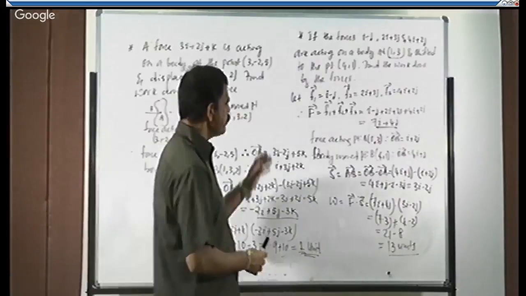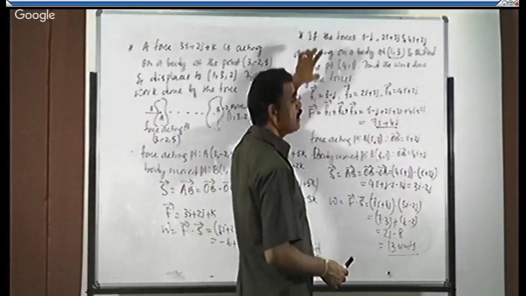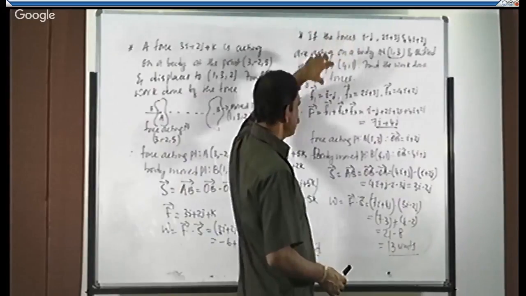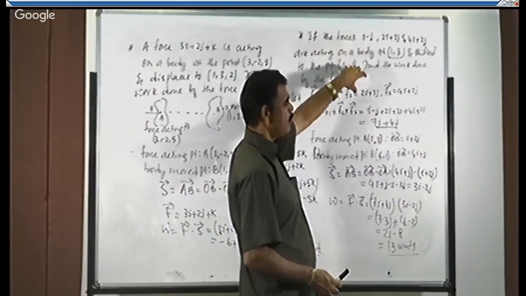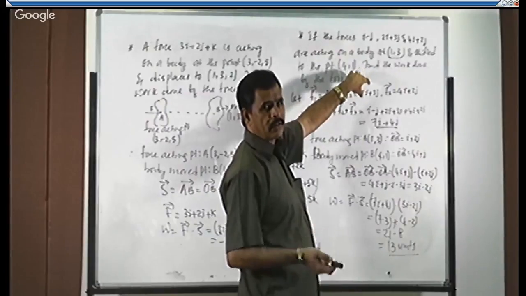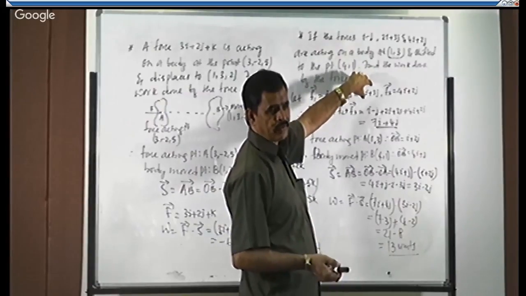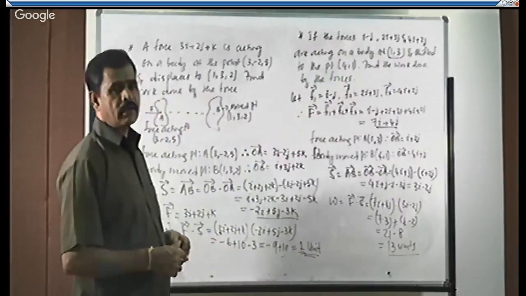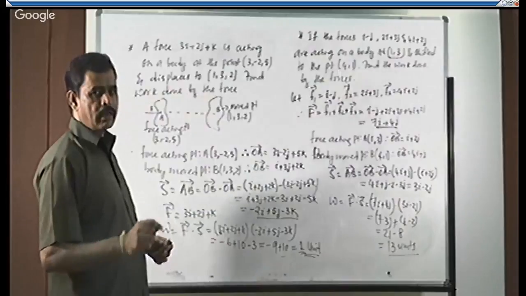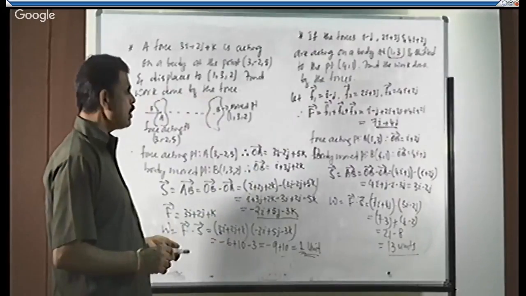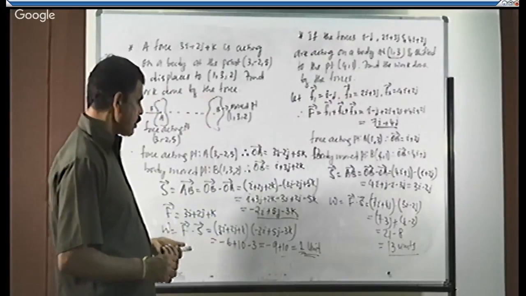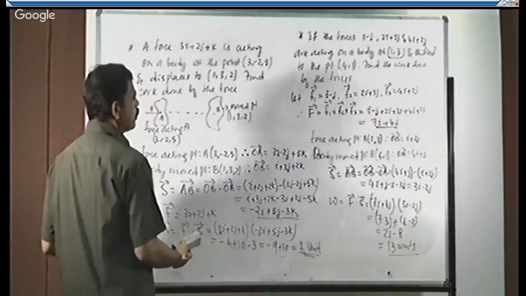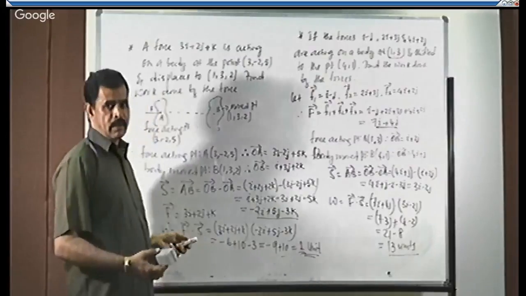So this is the procedure to get the work done if more number of forces are acting on a body. You first take their net force by adding all the forces. As usual, take the force acting point and body moved point, calculate S, then substitute in the work done. So these are some of the problems based on the dot product.